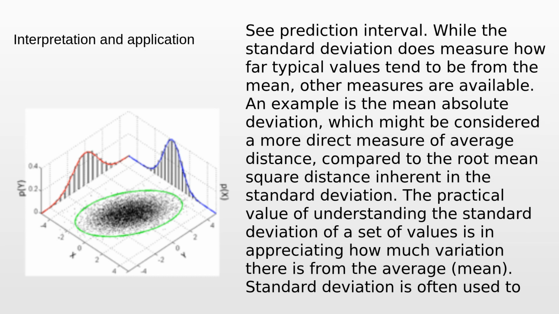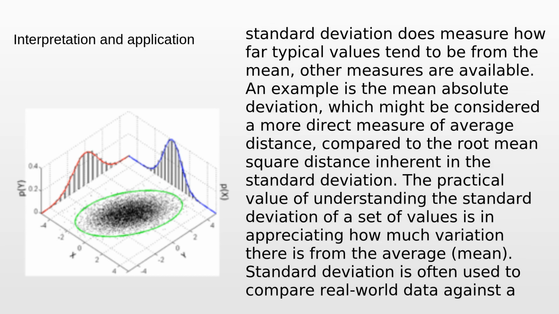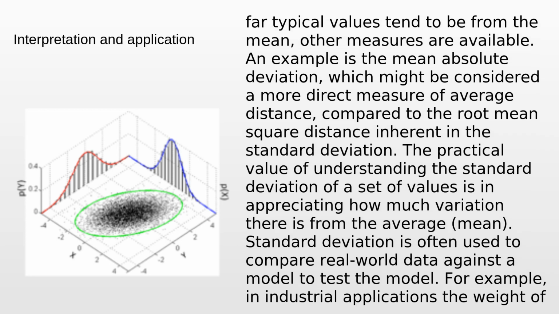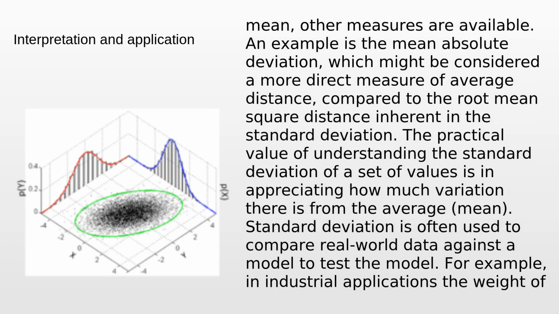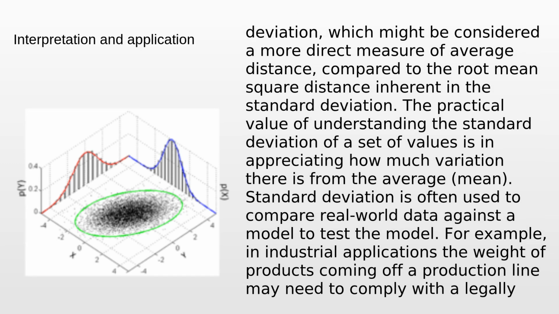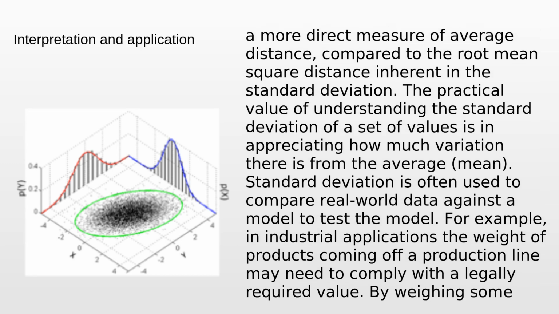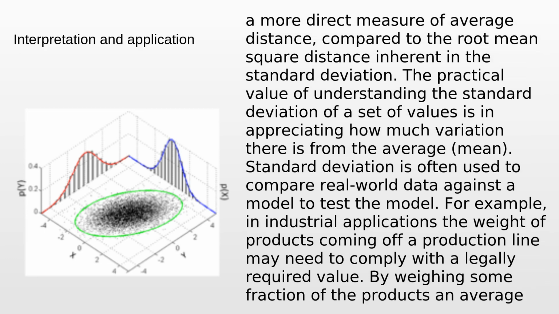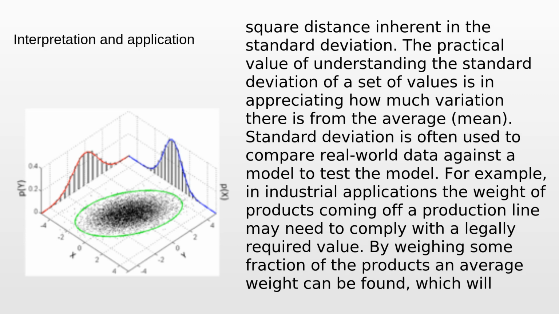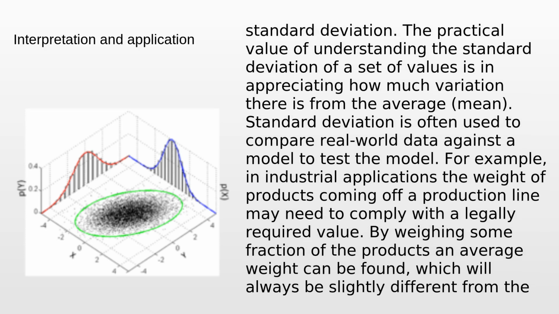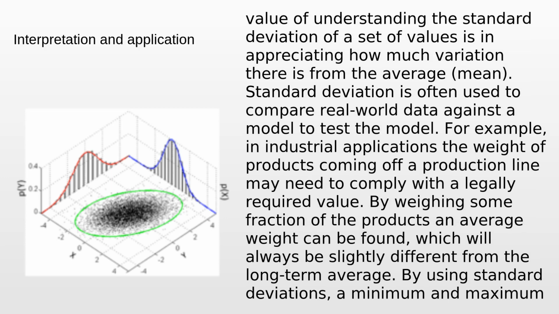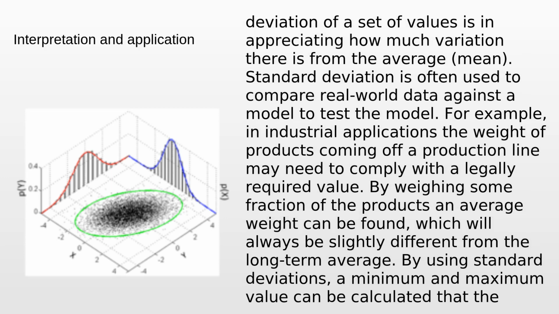See prediction interval. While the standard deviation does measure how far typical values tend to be from the mean, other measures are available. An example is the mean absolute deviation, which might be considered a more direct measure of average distance, compared to the root mean square distance inherent in the standard deviation. The practical value of understanding the standard deviation of a set of values is in appreciating how much variation there is from the average, or mean.